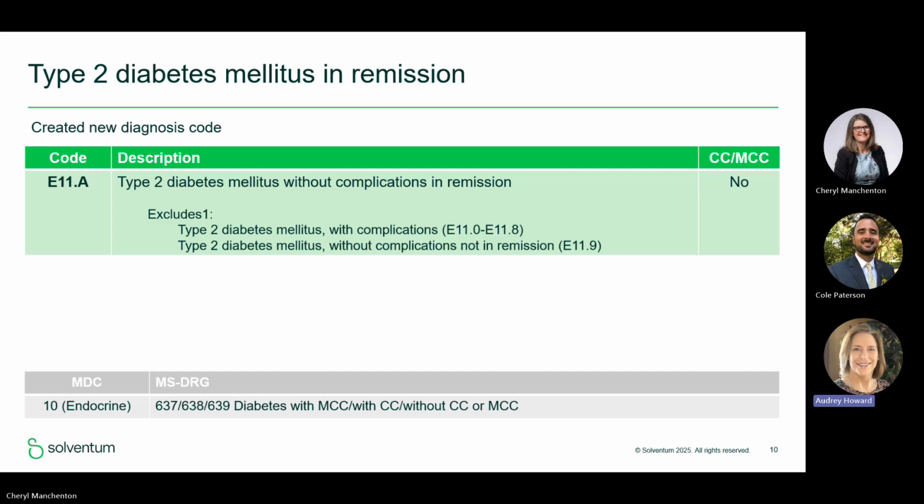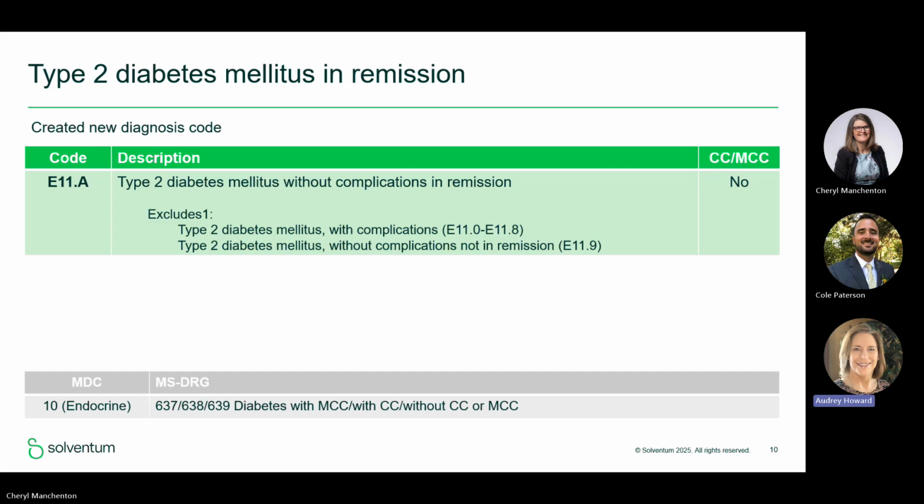Notice that if the new code for diabetes in remission is sequenced as a secondary diagnosis, it will not be considered a CC or MCC. And finally, if it is sequenced as the principal diagnosis, it is added to MS-DRG 637 through 639 and MDC 10.